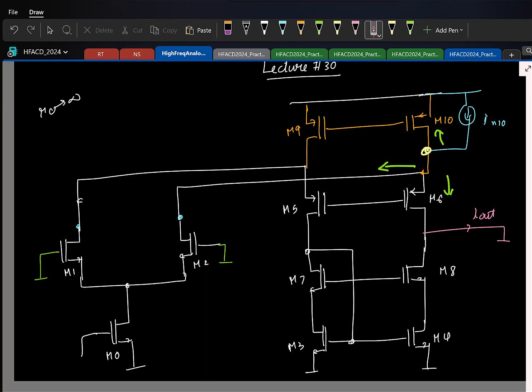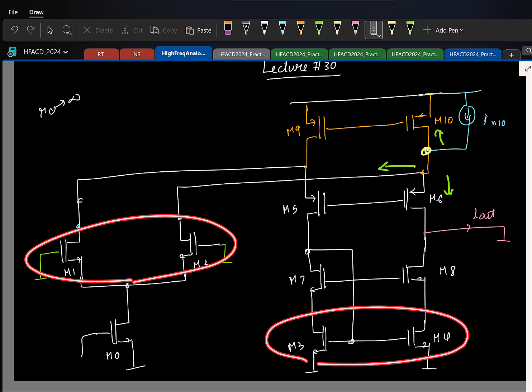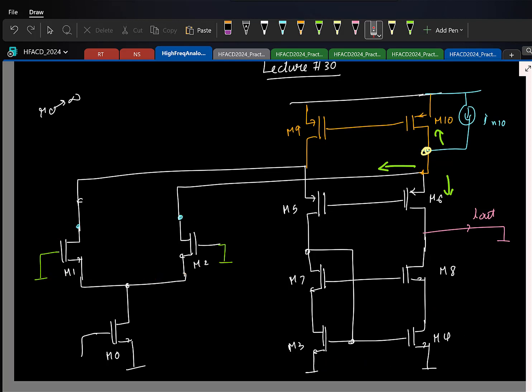So similarly, if you find the offset as well, again the input pairs will contribute to the offset. These two current mirror transistors will also add to the offset, and you will find that the additional current sources will also add to the input referred offset. Okay, I'll give it as an exercise, you can work out. So that is the price we have to pay.